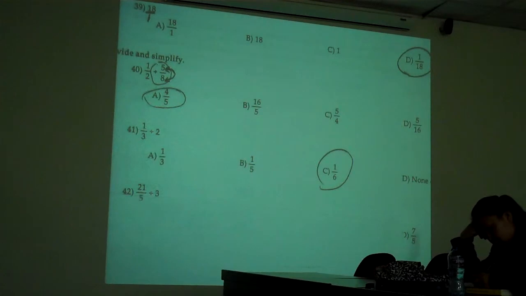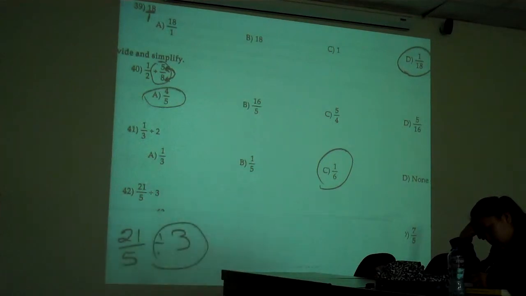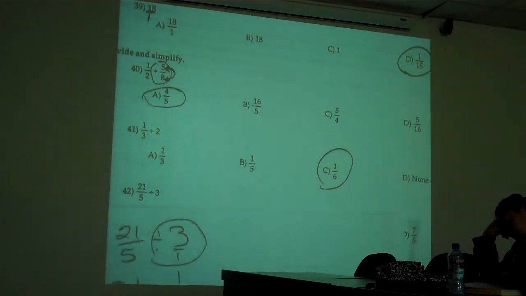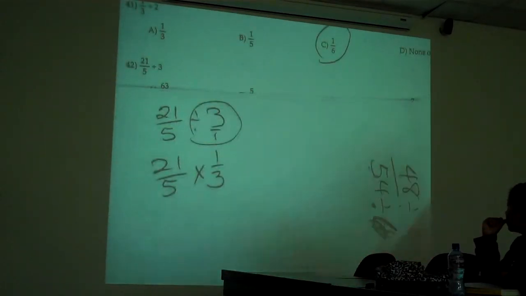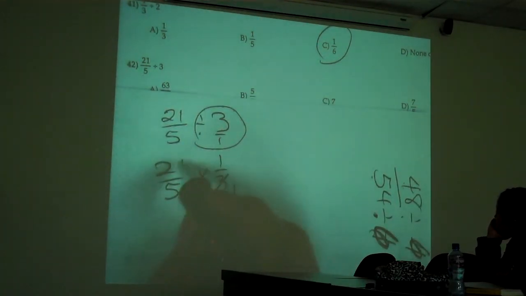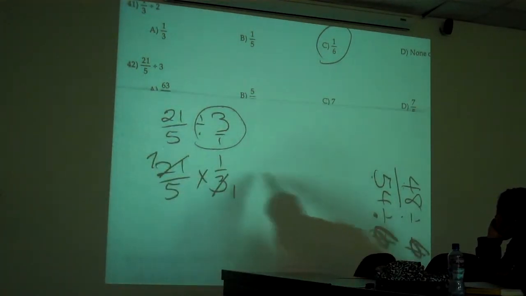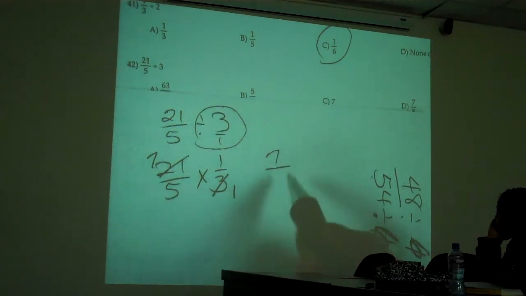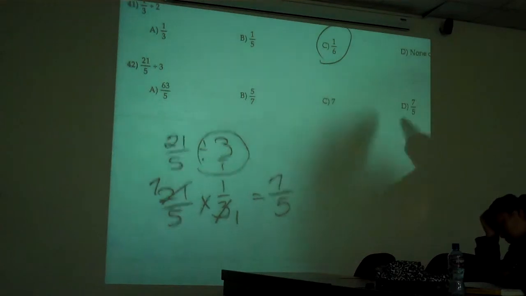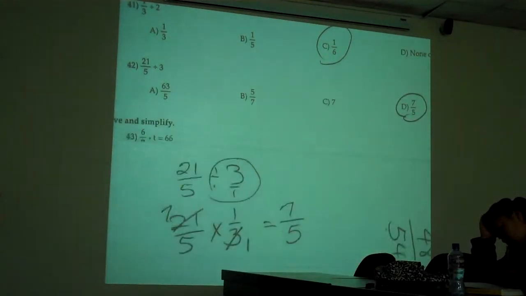Okay, 42. 21/5 divided by 3. Dividing by 3, you're going to multiply by the reciprocal. Multiply by 1/3. Okay? Divide first. Divide by 3, divide by 3. 7 times 1 is 7. 5 times 1 is 5. So it's 7/5. That's D right there.